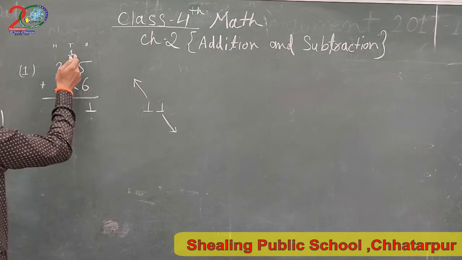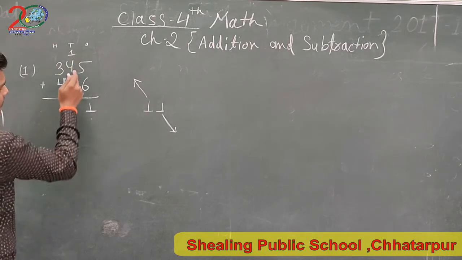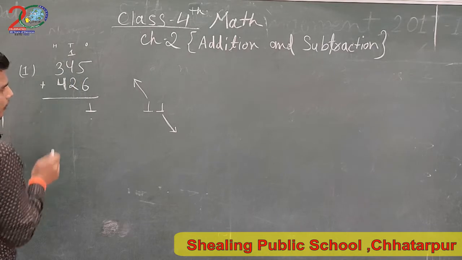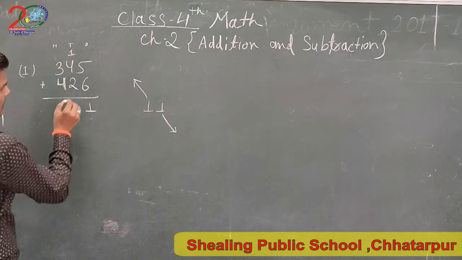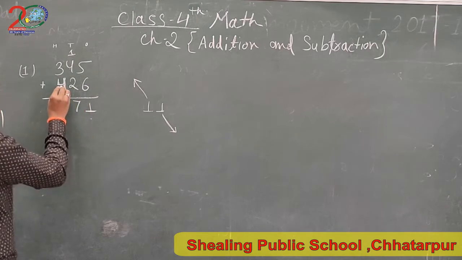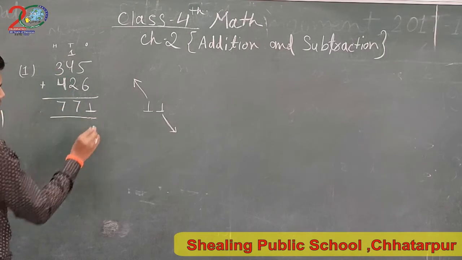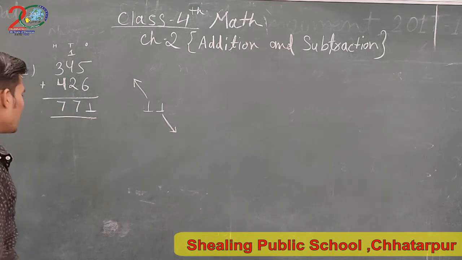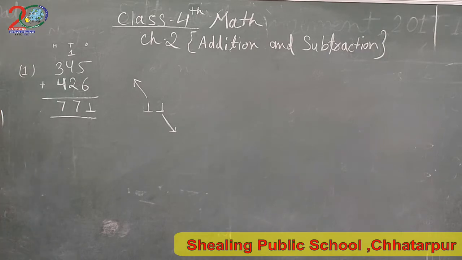Now we add all 3 digits, the 2 digits and the 1 carry also. So 4 and 2, 6 and 1, 7. 4 and 3, 7. So what's our answer? 771.